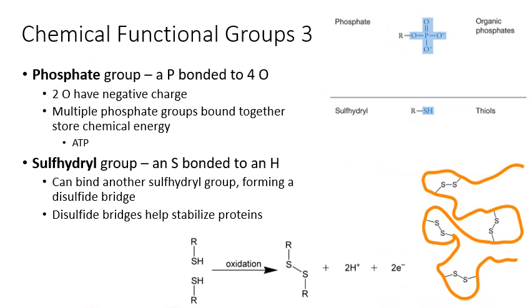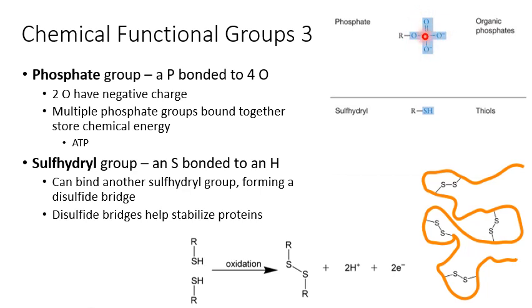The last two chemical or functional groups that we'll talk about are the phosphate group and the sulfhydryl group. So phosphate group is a central phosphorus atom with 4 oxygens attached all around it, and 2 of those oxygens will have a negative charge, so this is a functional group that has a charge. Here you have an image of the phosphate group. You can see the central phosphorus atom and then 4 oxygens arranged around it.